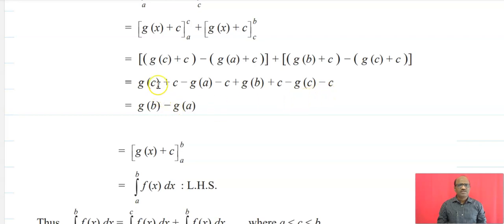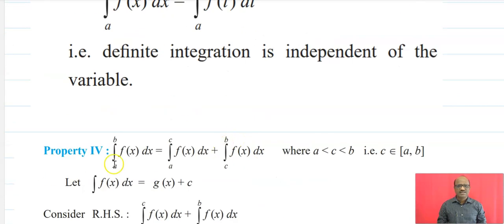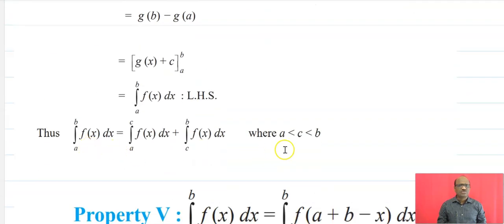And overall you will get g of plus c and g of minus c get cancelled, and you will get g of b minus g of a. But g of b minus g of a is nothing but g of x plus c, in the closed bracket, where the lower limit is a and the upper limit is b, and this is nothing but the integral a to b f of x dx. That is nothing but our LHS. Hence LHS is equal to RHS, and thus integral a to b f of x dx is equal to integral a to c f of x dx plus integral c to b f of x dx, where c lies between a and b.